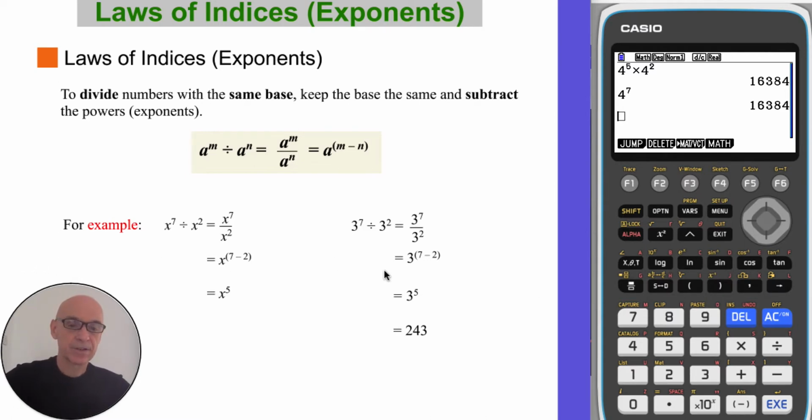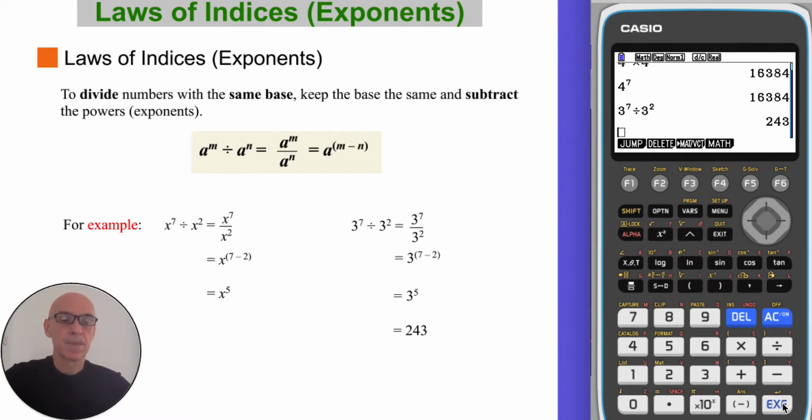Checking this on the calculator, 3 to the power of 7 divided by 3 squared gives 243, as does 3 to the power of 5.